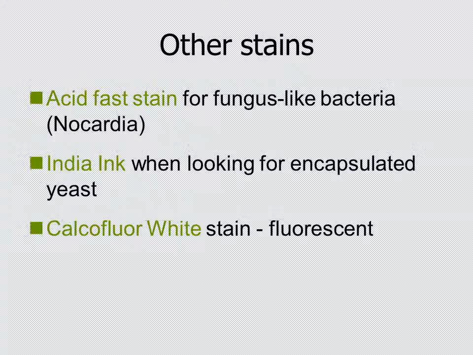And so the India ink procedure can be very helpful in determining whether a yeast has a capsule. And then lastly, you may have available to you something called calcifluor white. The most useful thing about calcifluor white is it's a fluorescent stain. And so if you have a fluorescent microscope, doing the fluorescent stain is a marvelous technique to have at your availability, because it makes the staining procedure much more sensitive, much easier to detect even small numbers of organisms that might be in a specimen.